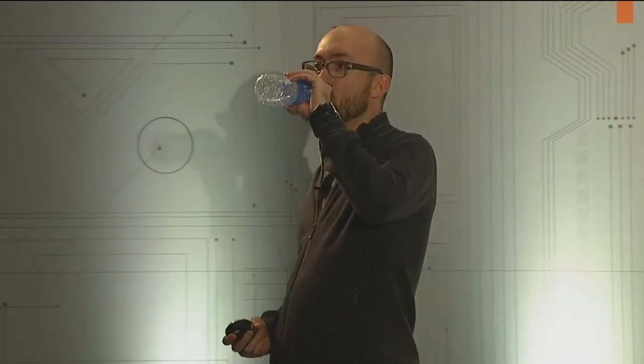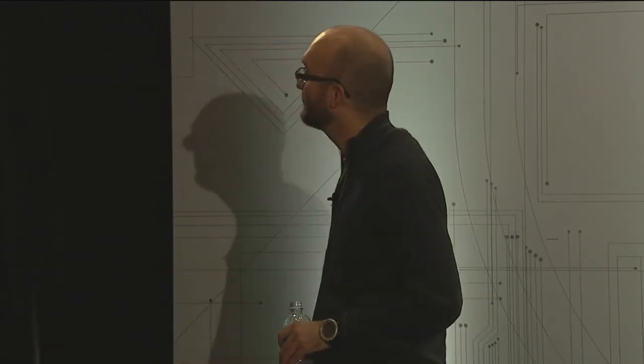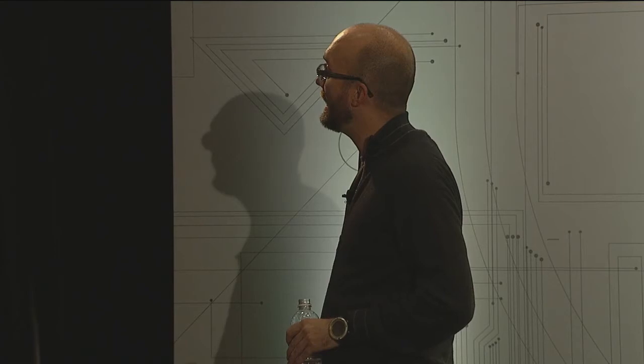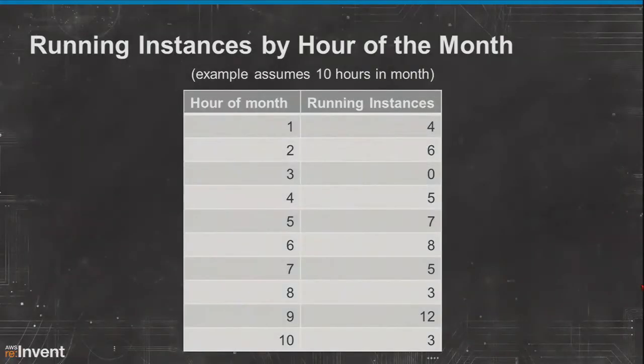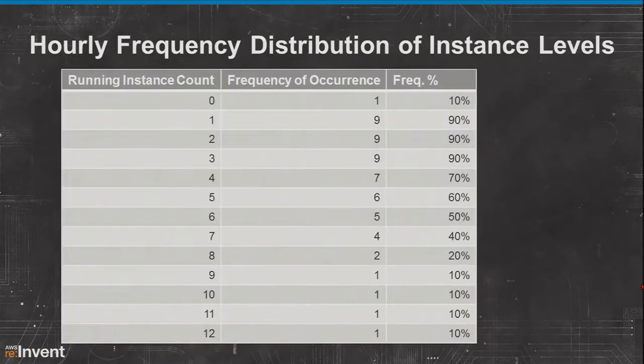Can you restate how you built the frequency distribution again? Yeah. So let me just back up and step through it again real quick. This is every hour of the month, how many instances we're running that hour. And then we convert that into a simple frequency distribution. So how many times was at least 1 instance running in the month? That's 9. How many times were at least 2 running? Again, that's 9, so 90%.